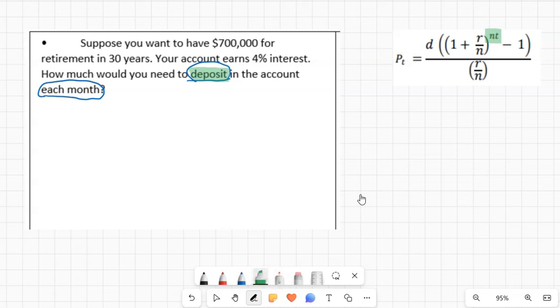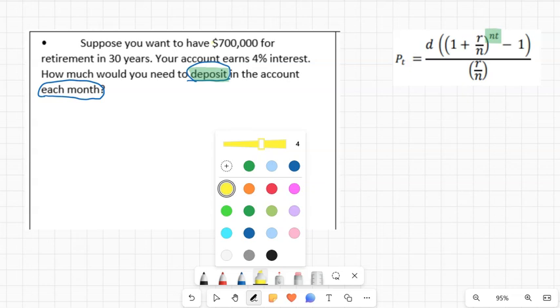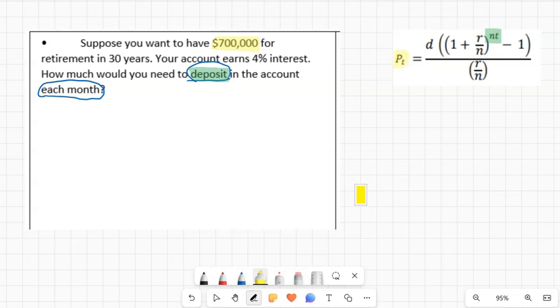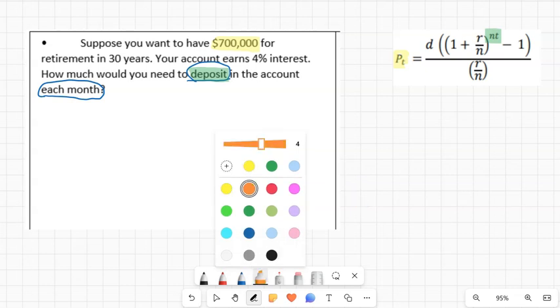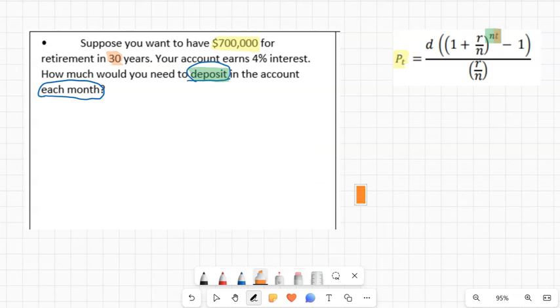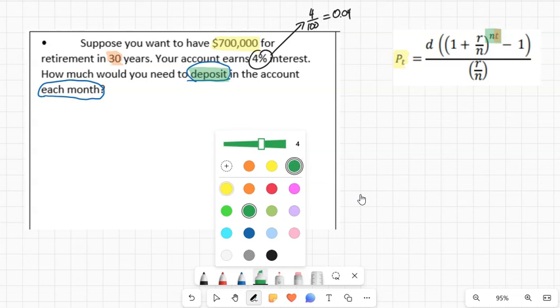So now what all do we have? $700,000 is what we want, so that will be the amount in the bank after the time has passed. 30 years, that's the value for T. The account earns 4% interest. Now we have to take that 4 and divide by 100 to convert it to its decimal form. So 0.04, that's R.